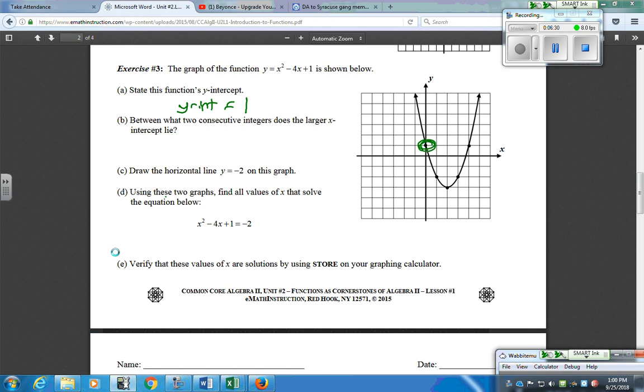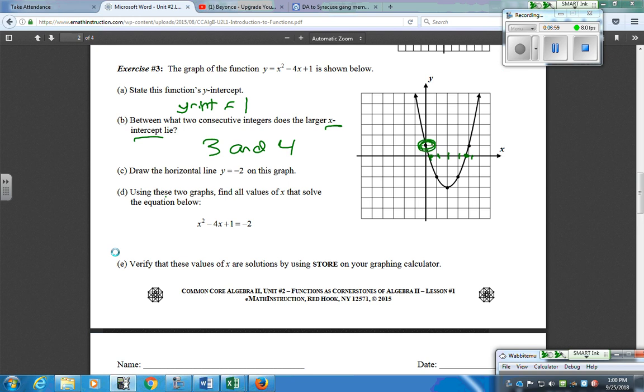And then they ask about the x-intercepts. So between what two consecutive integers does the larger x-intercept lie? Well, here would be the x-intercepts, sometimes referred to as zeros. And they want to know which two integers. So if we count over, we got 1, 2, 3, and 4. That means that it's between 3 and 4. So it's going to be 3 point something. We just can't tell it unless we try to factor this.